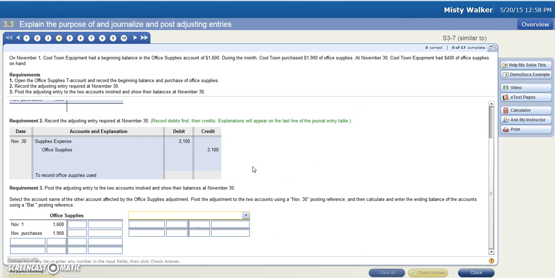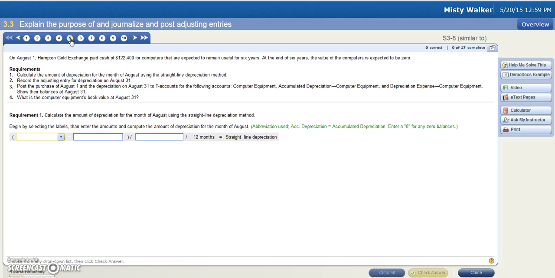All right, and then basically this next section is really just going to have me post here to the ledger to show that difference. I'm going to have that credit on November 30th in the amount of $3,100, which is going to effectively bring my balance down to $400. But because I have one more example that I want to show you and only a little over 2 minutes left in my 15-minute recording here, I'm going to jump to the next problem.